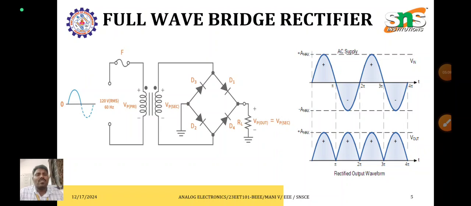Here during the positive half cycle, it starts with the plus to D1 to the load resistor, and again it continues like that. So during the positive half cycle, diodes D1 and D2 will be conducting, and during the negative half cycle, diodes D3 and D4 will be conducting. So for a single half cycle, 2 diodes will be conducting. So the peak inverse voltage will be reduced.